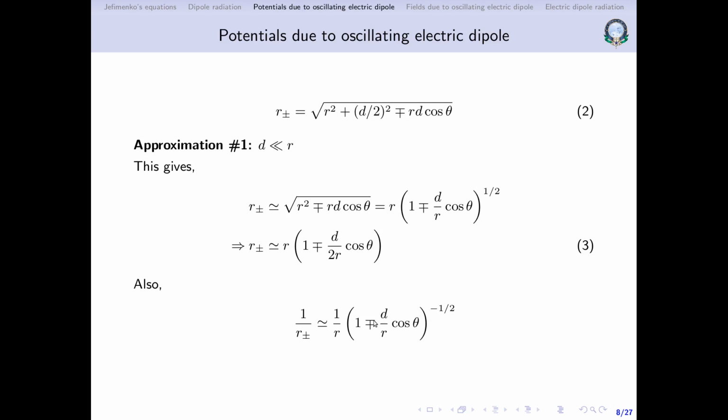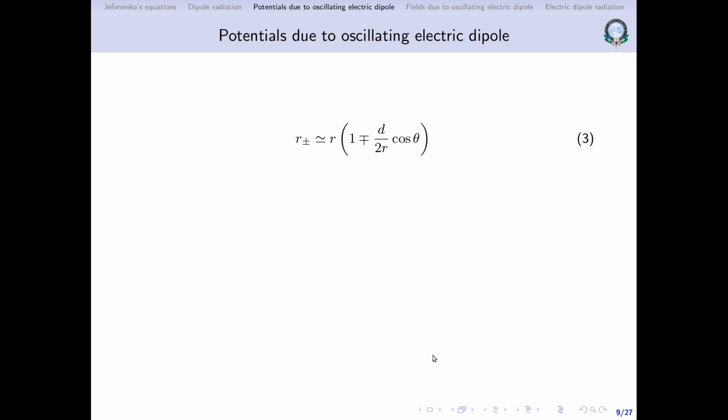The moment it gets multiplied with minus half, for the upper sign, minus and minus will give us a plus, and plus and minus will give us a minus. So this minus plus will get swapped and become plus minus. Now for the upper sign, 1 by r plus is approximately equal to 1 by r times (1 plus d by twice r cos theta), and the same thing for 1 by r minus. Let's call this equation number 4. So equation number 3 is this.